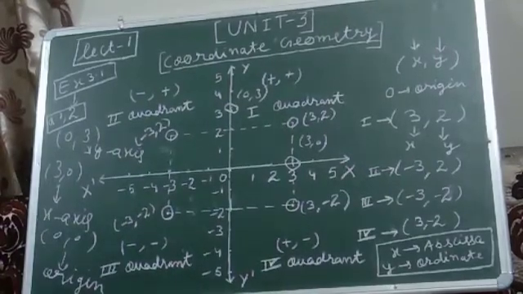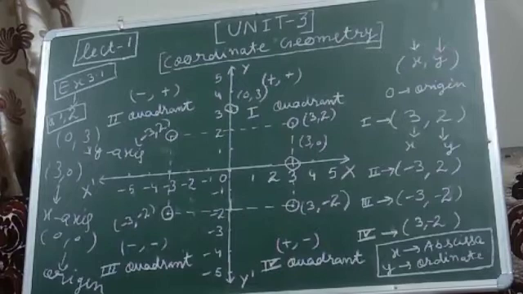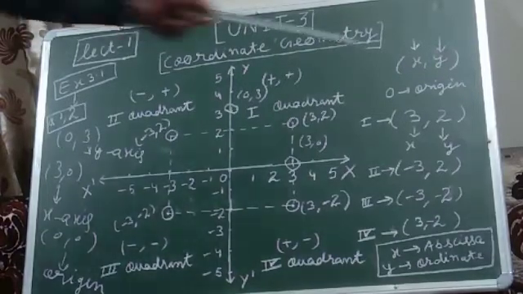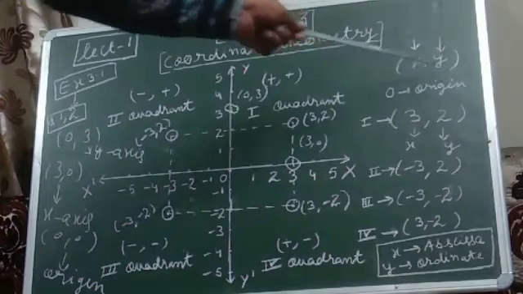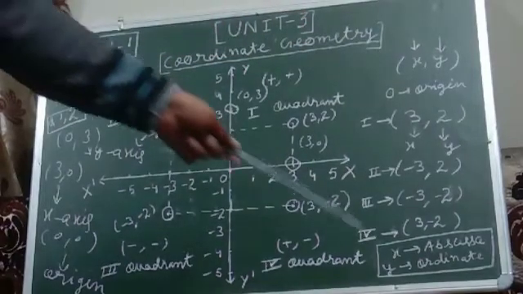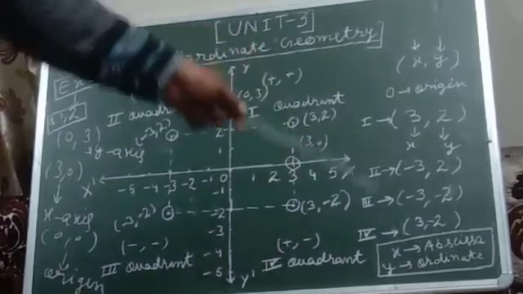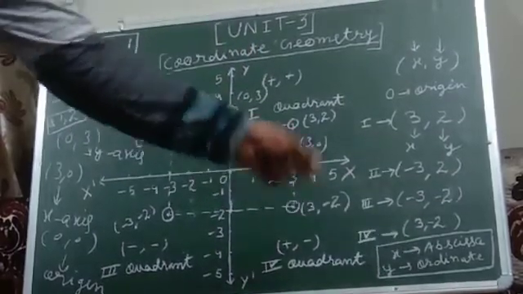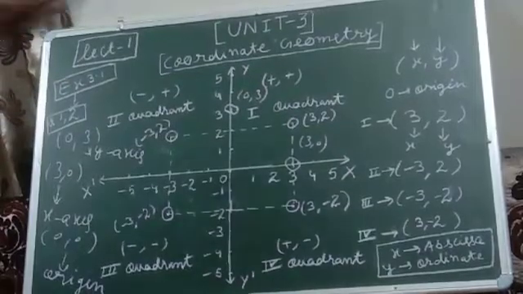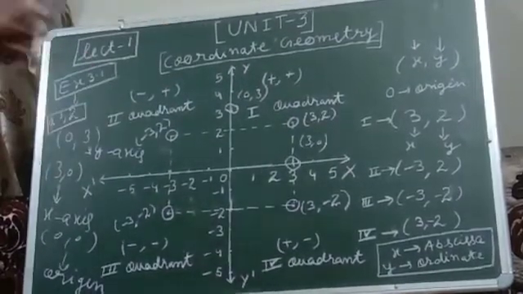Now the next very important point. Up to class 8 we studied that the first value is x and the second value is y. Now in 9th class, the second name of x is abscissa and the second name of y is ordinate. So this is the basic of this chapter.